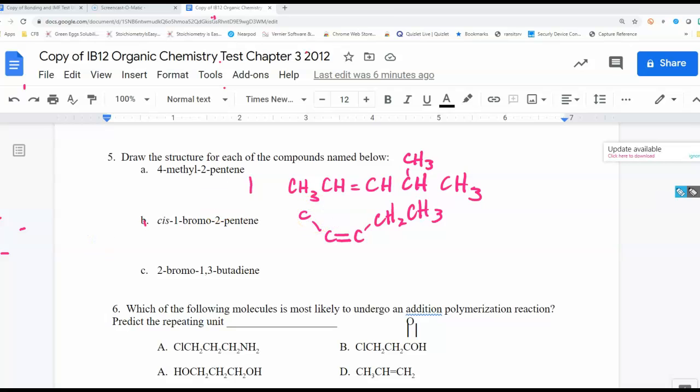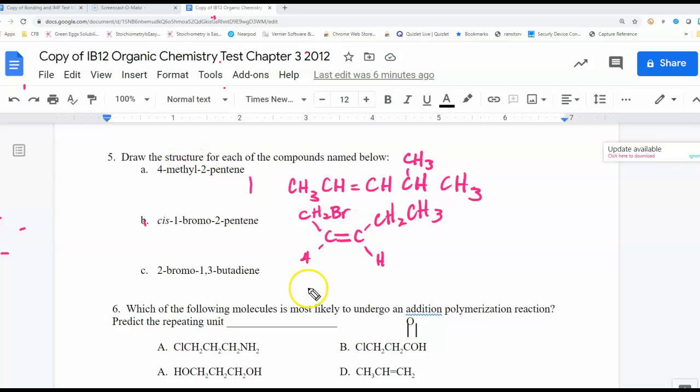So this CH2Br, there's the 1 bromo attached there. 1, 2, 3, there's an H there, and there's an H there. I think that takes care of everything for that one. This is 2 bromo 1,3-butadiene.